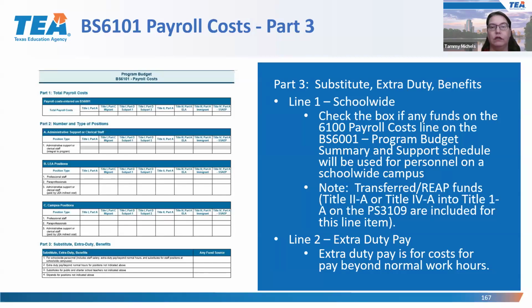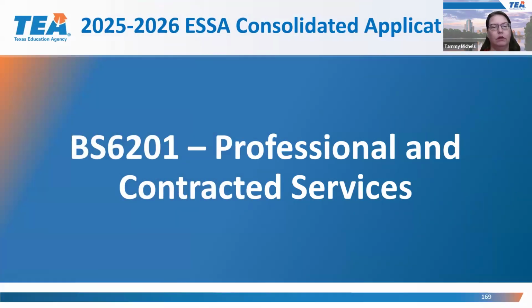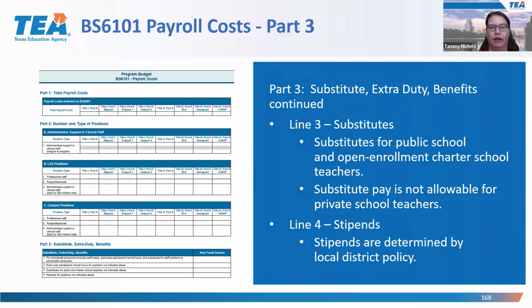Next, we'll move on to the 3rd and 4th lines of part 3. Let's talk about part 3, line 3, for substitutes, extra duty pay, and benefits. These are for public and charter school teachers, which aren't indicated above.